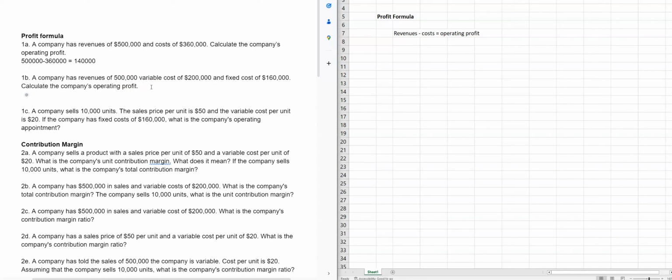Okay. Now we can dig into this a little bit deeper. The two main cost behaviors that we go over in cost accounting are variable cost and fixed cost. So when we look at this profit formula we have here, we can separate out our variable and our fixed costs. So we can rewrite this formula to be revenues minus our variable costs minus our fixed costs equals operating profit.